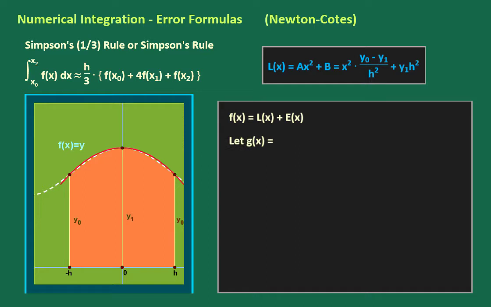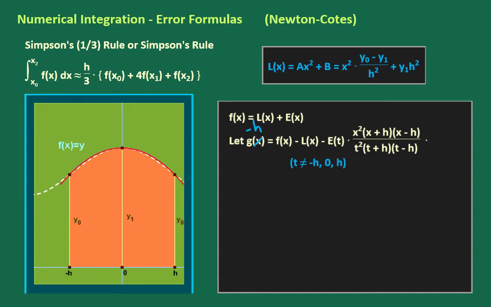We define a new function g of x, which will be equal to f of x minus L of x, minus a third term, which looks like this. We have the product E of t, where t is different from minus h, 0, and h. E of t is multiplied to the fraction, whose numerator is x squared times the quantity x plus h times the quantity x minus h. The denominator looks very similar, except that we have t squared times the quantity t plus h times the quantity t minus h.